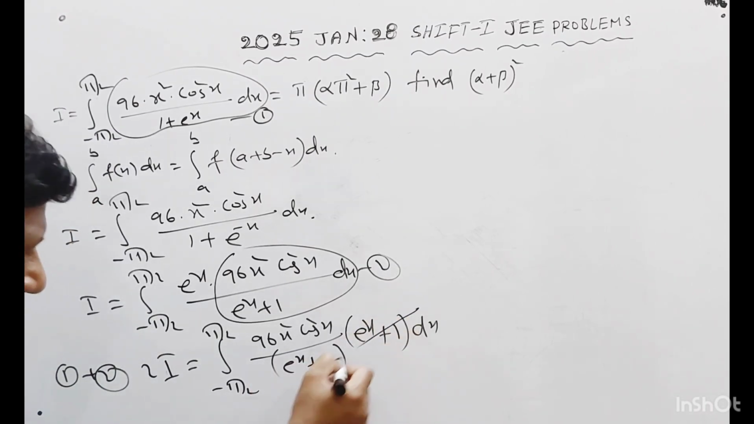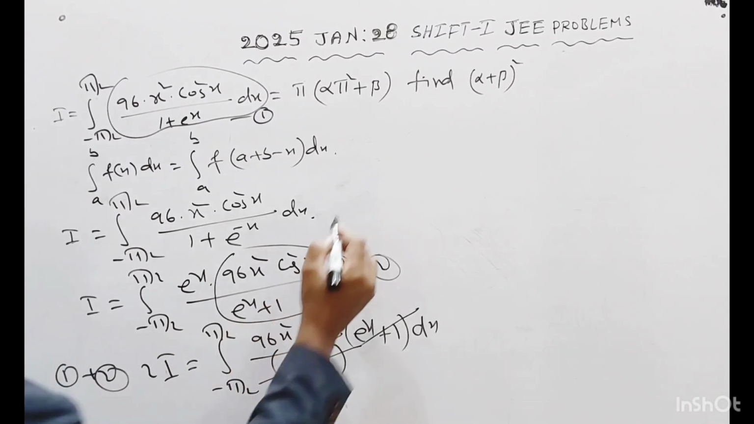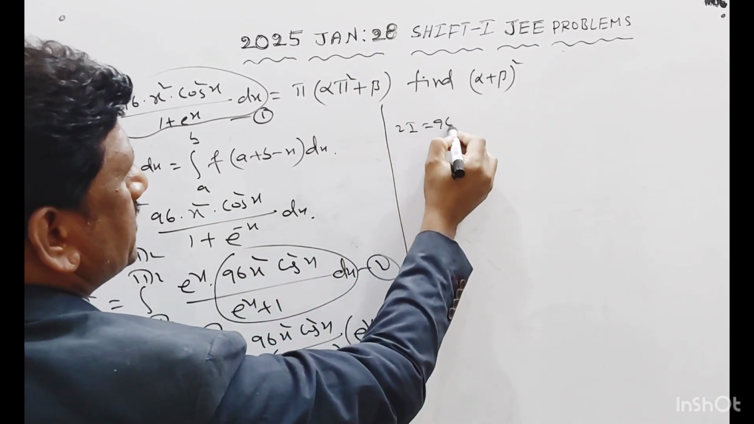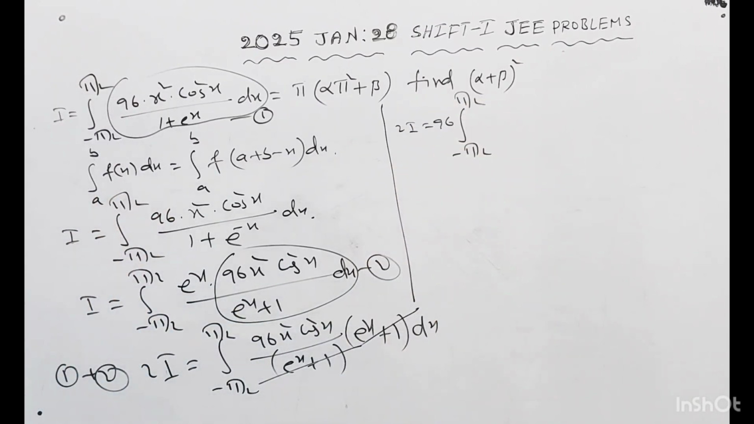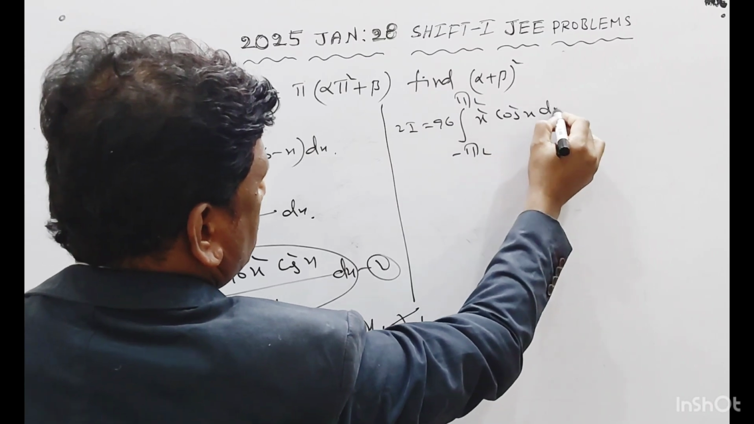Then these both get cancelled. Then 96 is a constant, right, outside. So here 2I is equal to 96 integration of minus pi by 2 to plus pi by 2, and you will get here x square into cos square x dx.